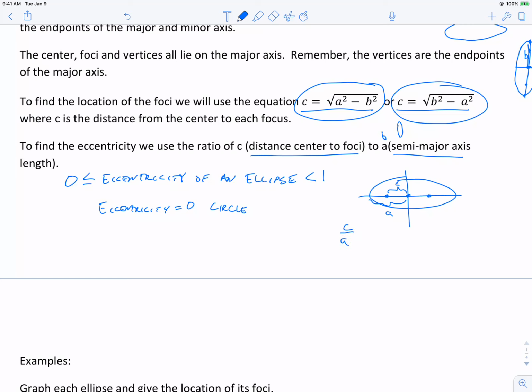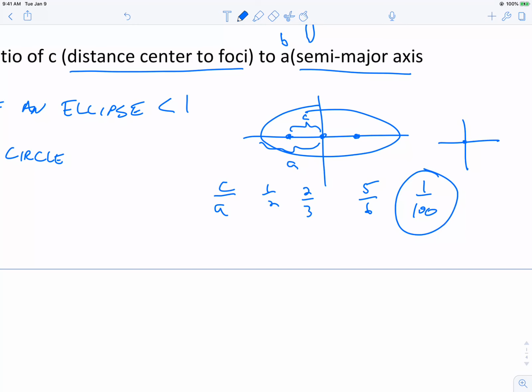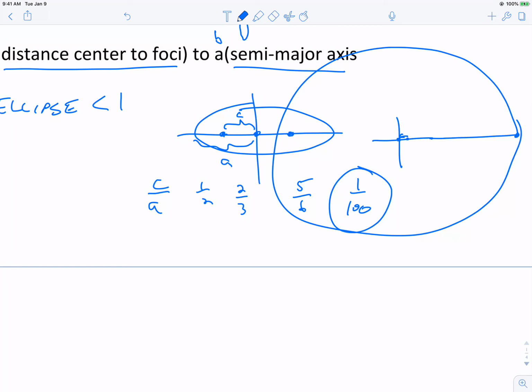So when I look at a fraction, it's always going to be less than 1. That's because C will always be smaller than A. So I could have 1/2, or 2/3, or 5/6, or 1/100th. Which one of these eccentricities is closest to 0? This one. That would mean that the distance from the center to the foci is 1, but the distance from the center to the vertex is 100, so it might be all the way out here, right? So when it gets closer to 0, that means the foci are getting closer and closer to the center, so this thing will look very circular.